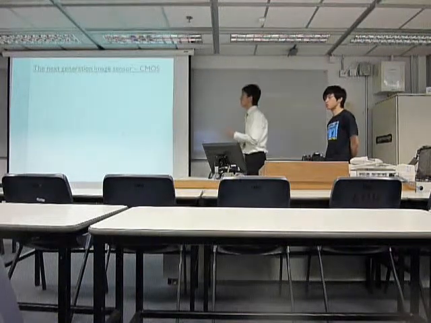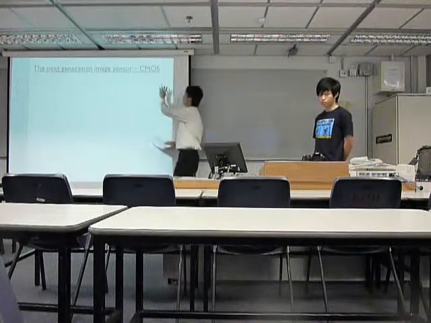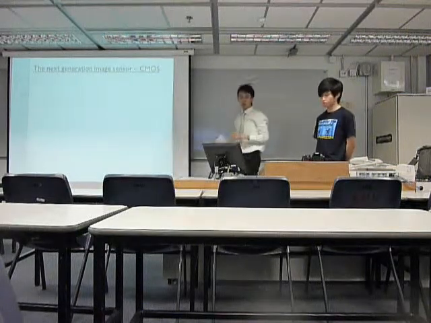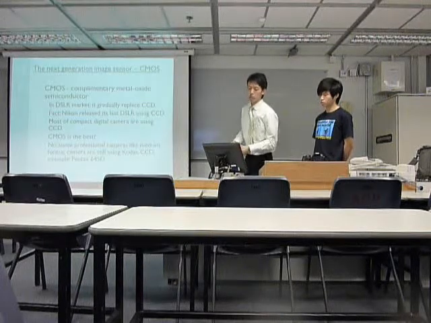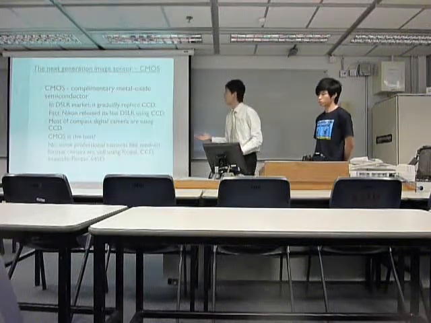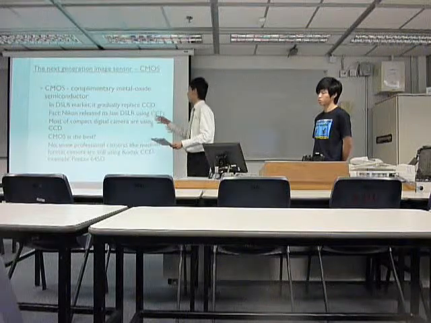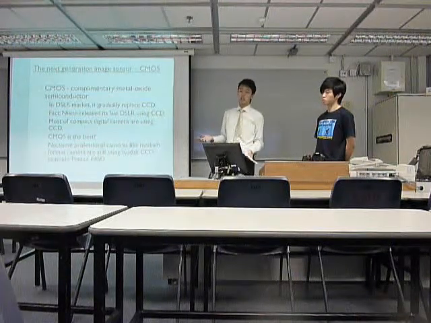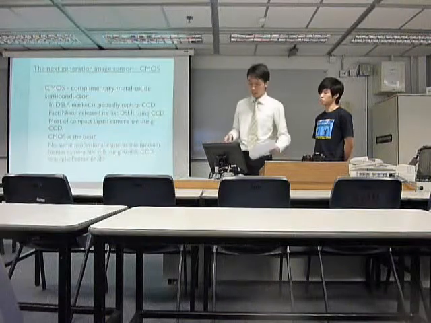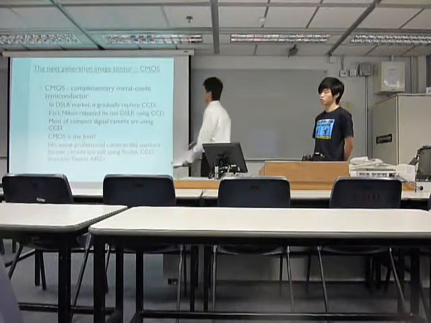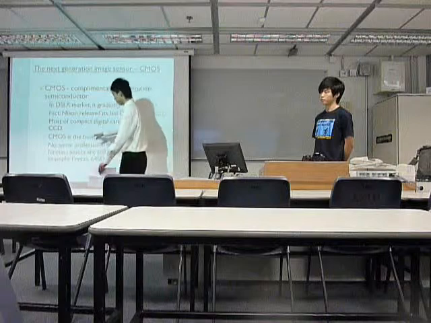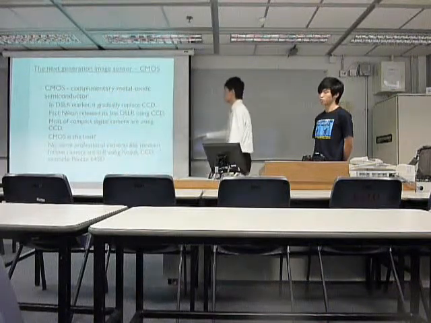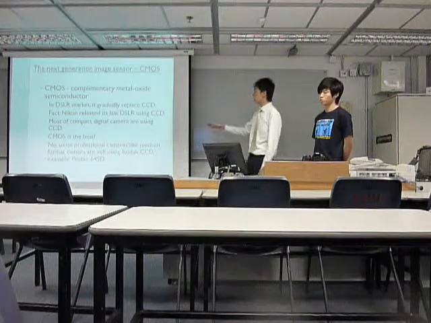After talking about CCD and image processing, we would like to tell you about the other image sensor, CMOS. CMOS is a so-called new sensor. In the DSLR market, it has gradually replaced CCD, and Nikon released its last DSLR using CCD in 2009. But CMOS isn't the best. Some professional cameras, such as video formats, do still use CCD.